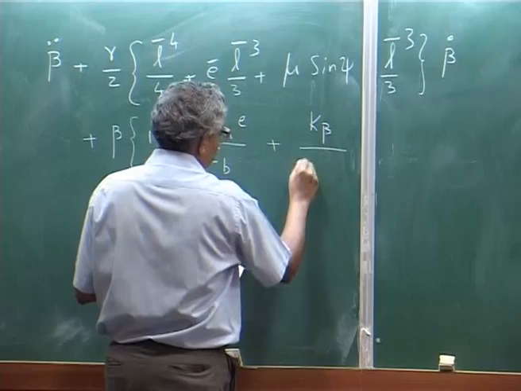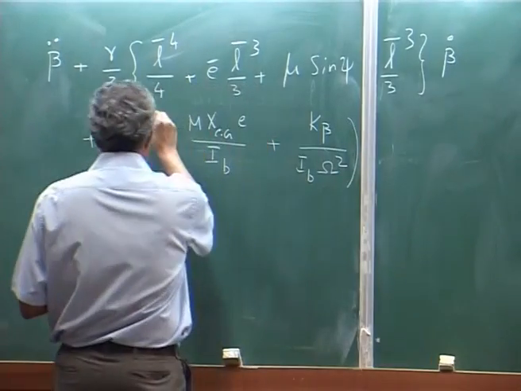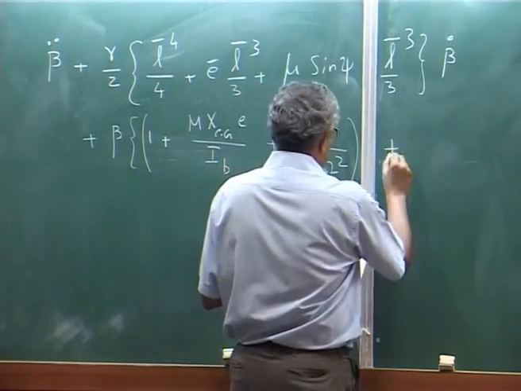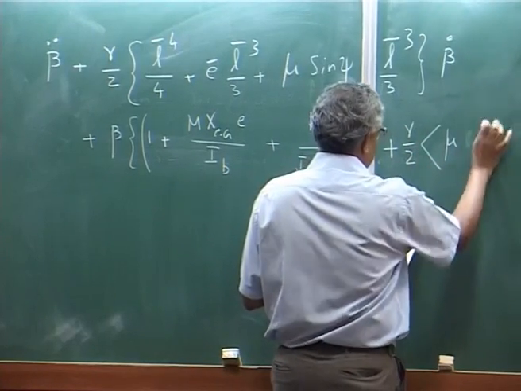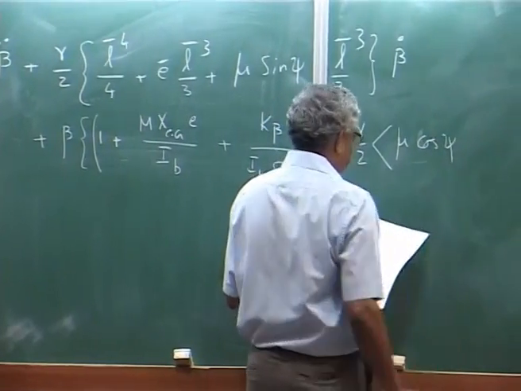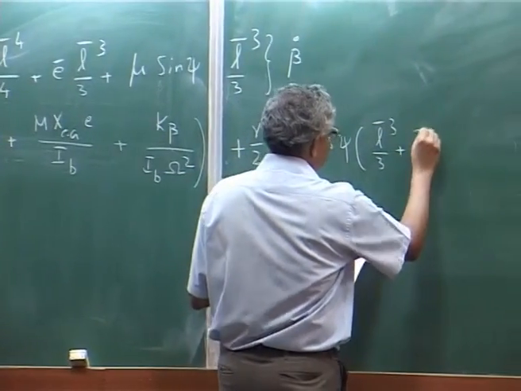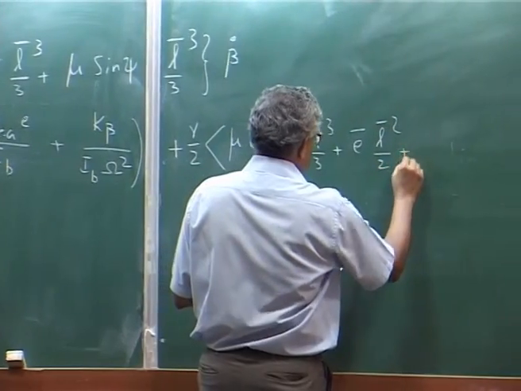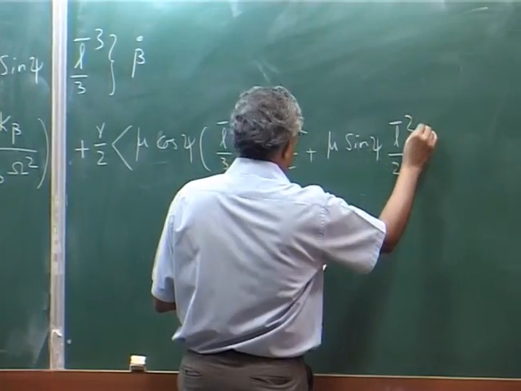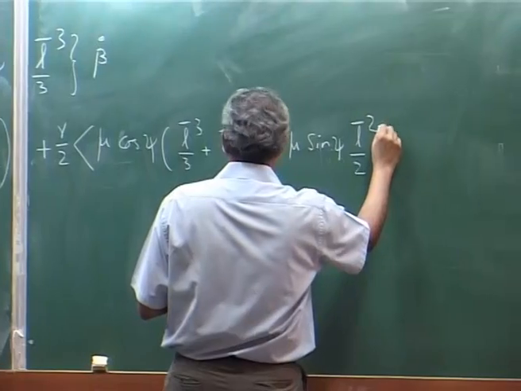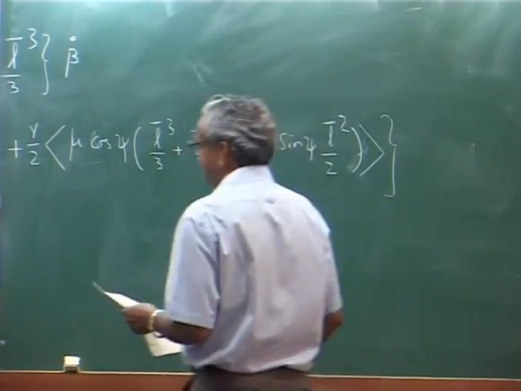This is the root spring I b omega square, this is one term, plus gamma over 2 mu cosine psi, L bar cube by 3 E bar 2 plus mu sin psi L bar square over 2, sorry, this bracket I close it, this I close it, this I close it.